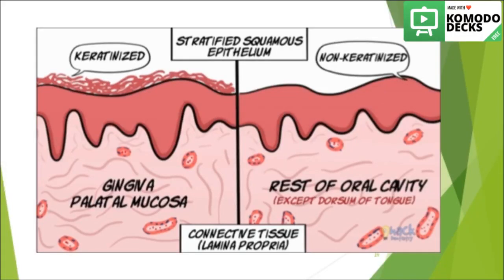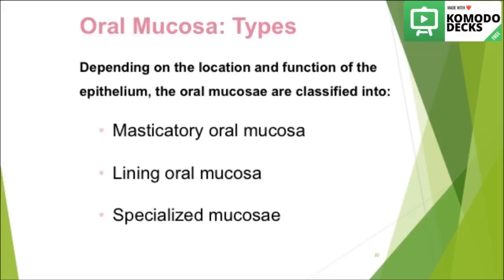As we have noted, very small part of the oral mucosa is keratinized, which is the gingiva and the palatal mucosa, while most of the rest of the oral cavity is non-keratinized except the dorsum of the tongue. Depending on the location and the function of the epithelium, the oral mucosa are classified into three types: masticatory, lining, and specialized mucosa.